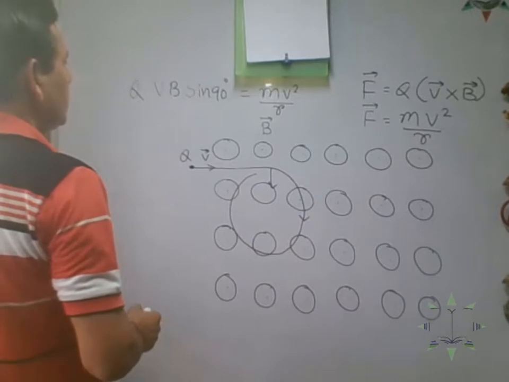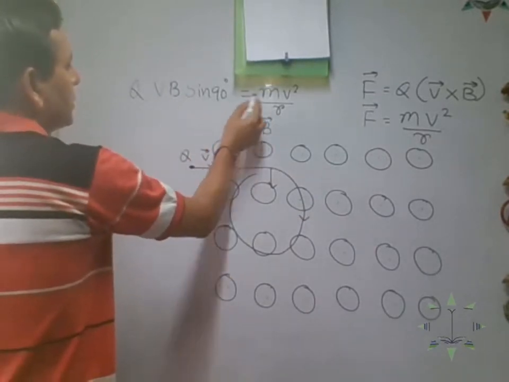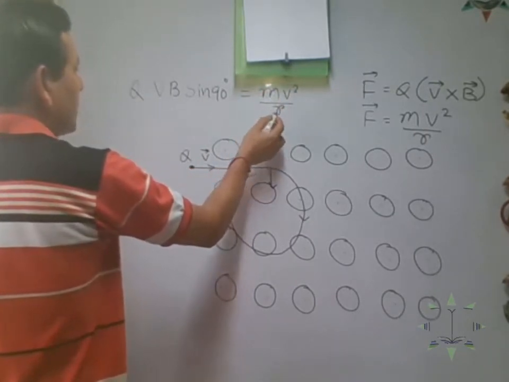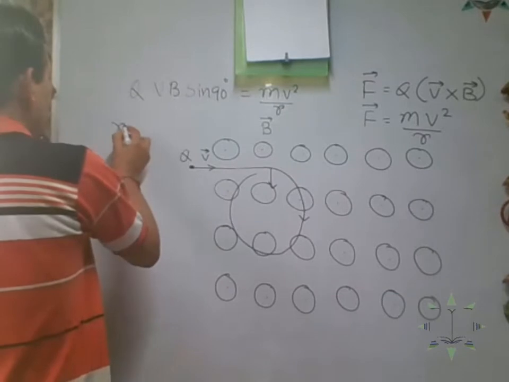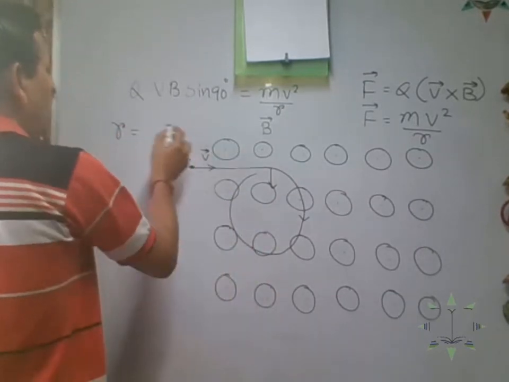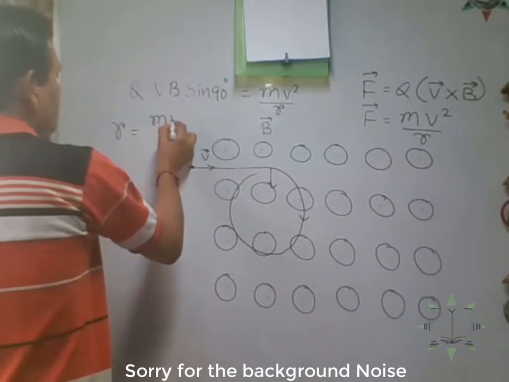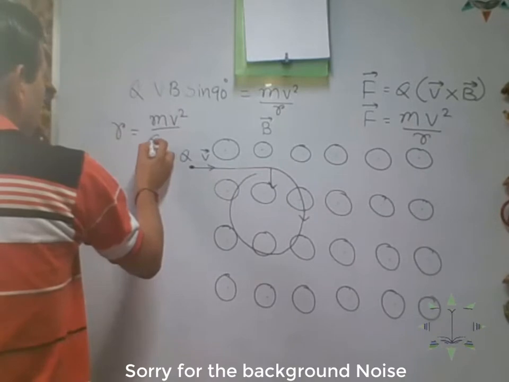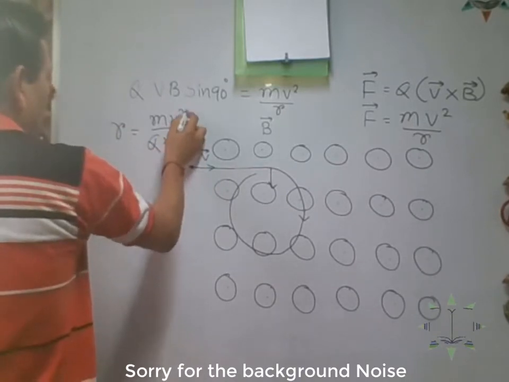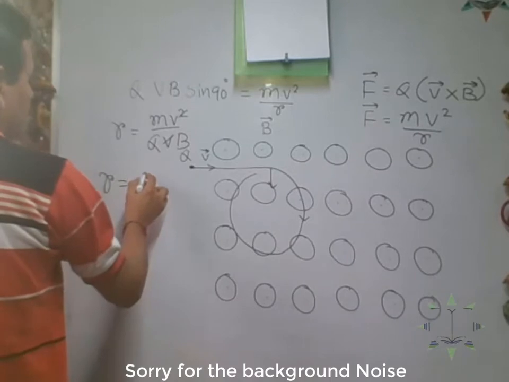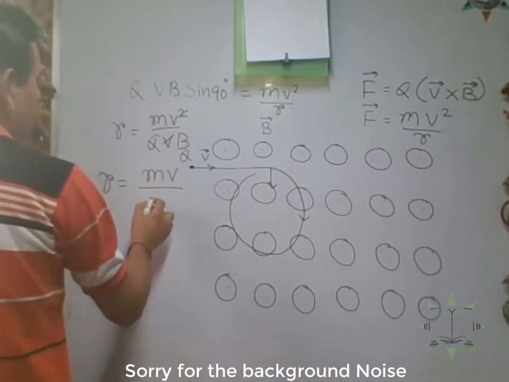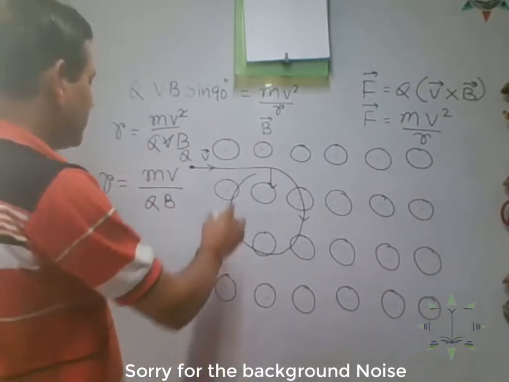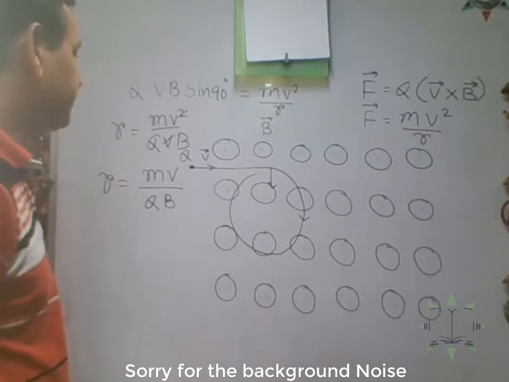So one velocity cancels out. From this I can find the radius of the circular path. R is m v square by q v into b, that is, q into v into b. So the radius of the circular path is equal to m v by q into b. This is the radius of the circular path.